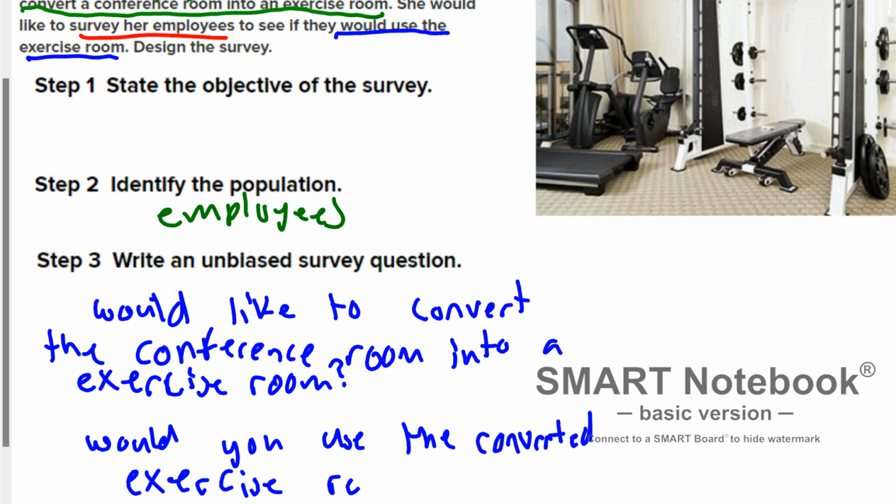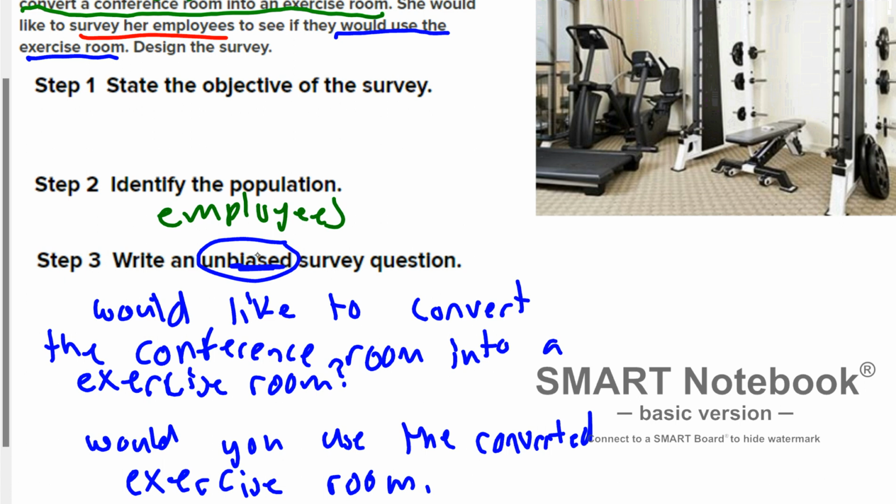exercise room? Okay, or you could combine these questions and say something like, would you use the exercise room in the building if it were converted from the conference room? Okay, so you can kind of combine those in a way if you wanted to, or you could ask two separate questions like this. Okay, so that's unbiased.